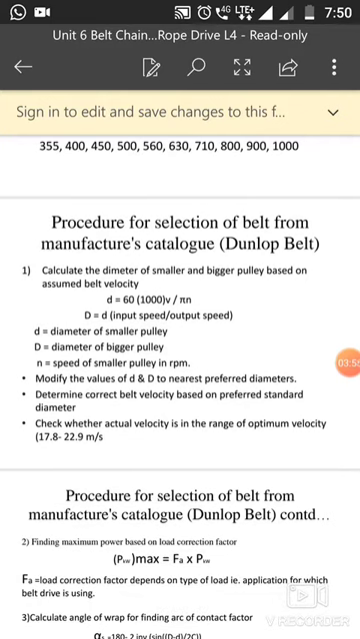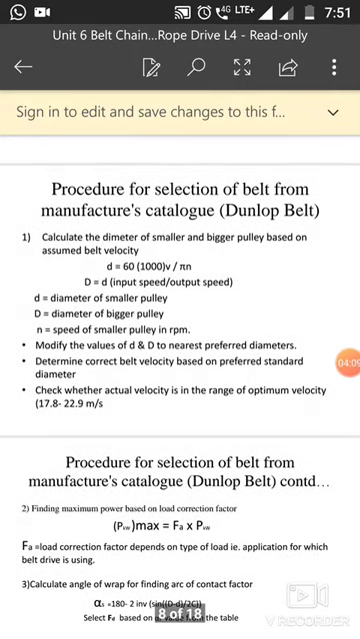Okay, when you get the diameter of the smaller pulley, you have to find out the diameter of the bigger pulley. So the diameter of the bigger pulley is what? Diameter of smaller pulley into input speed upon output speed. That will give you the diameter of the bigger pulley. Now you will get the diameter of the smaller pulley and the bigger pulley.